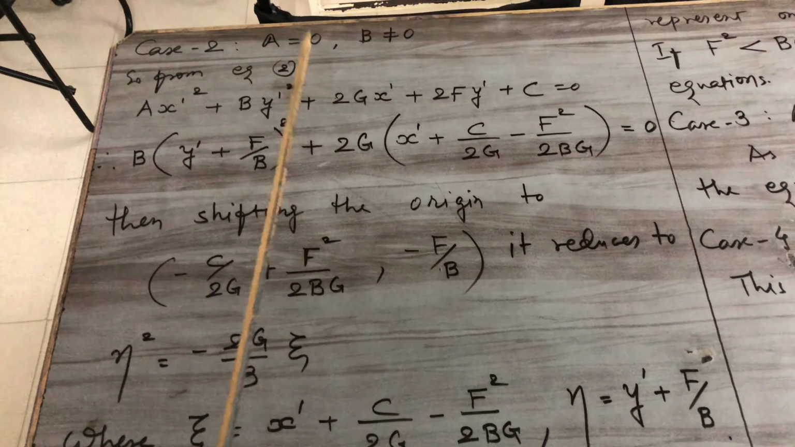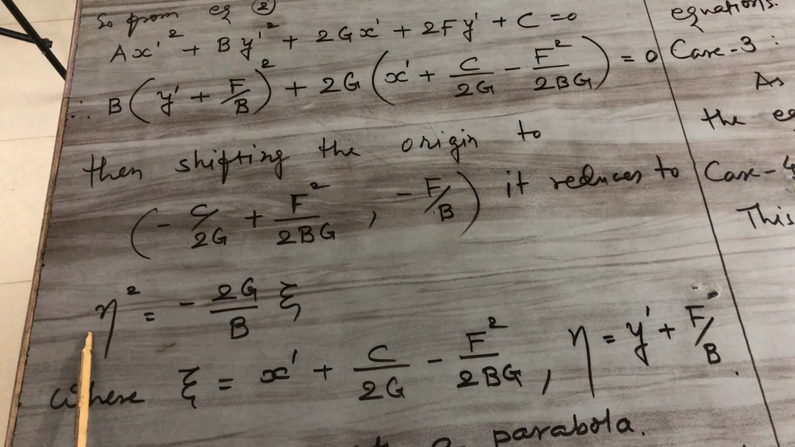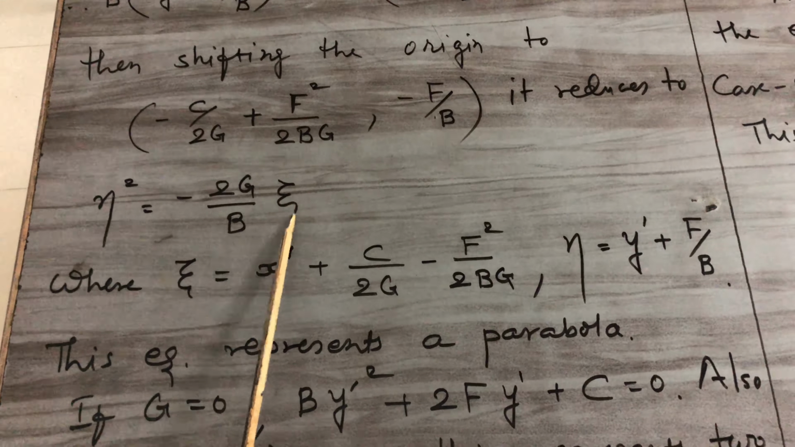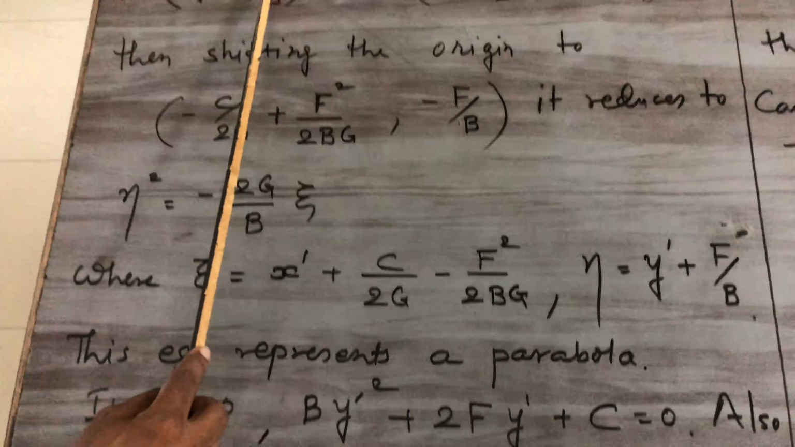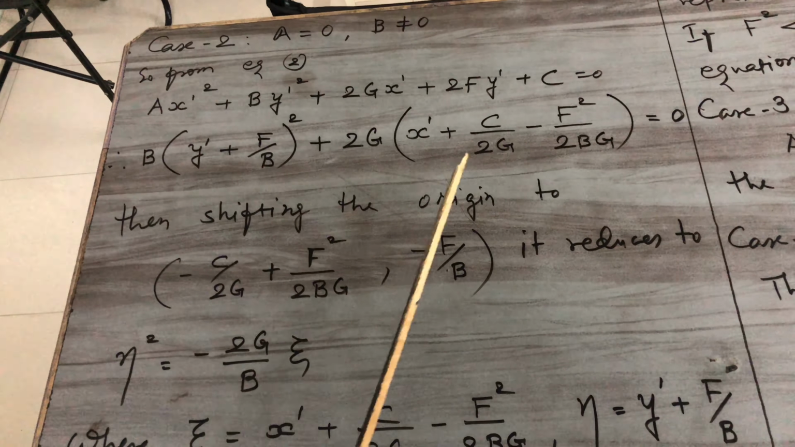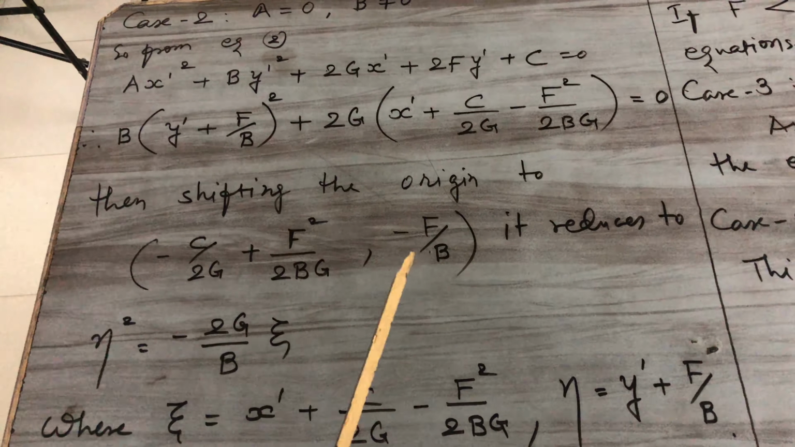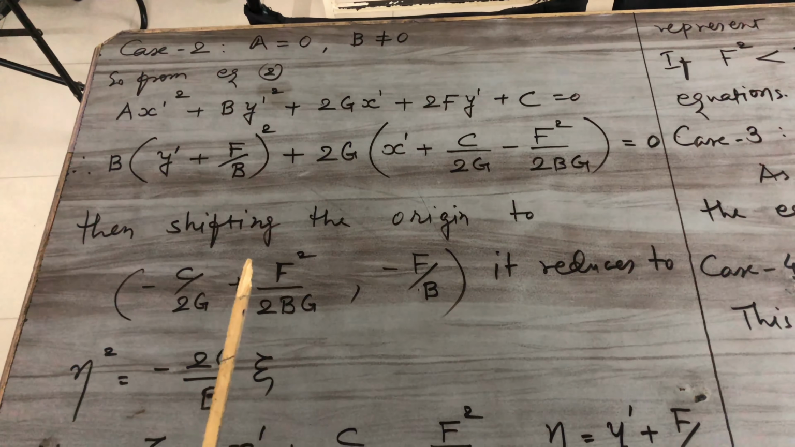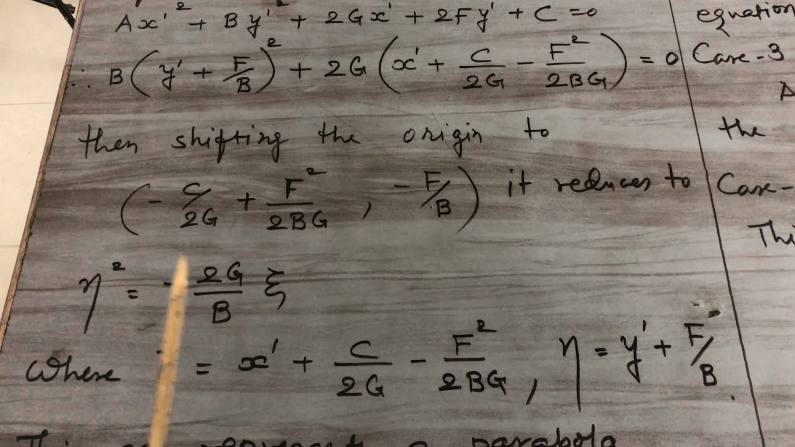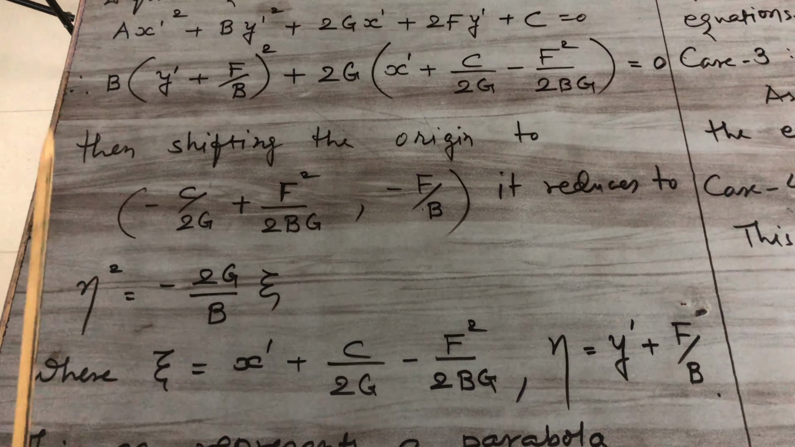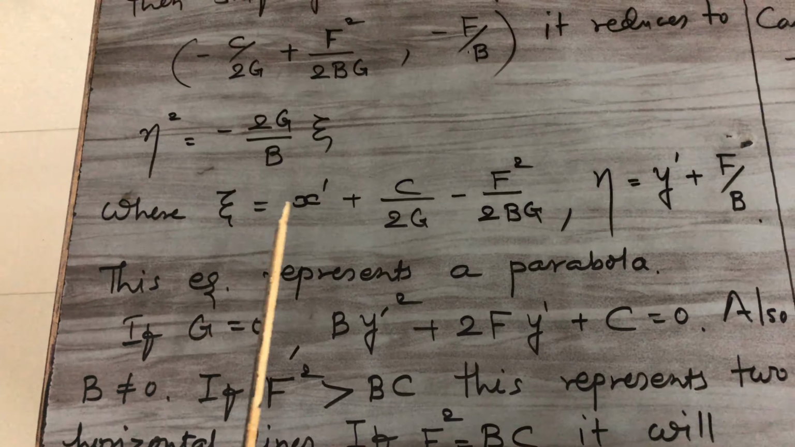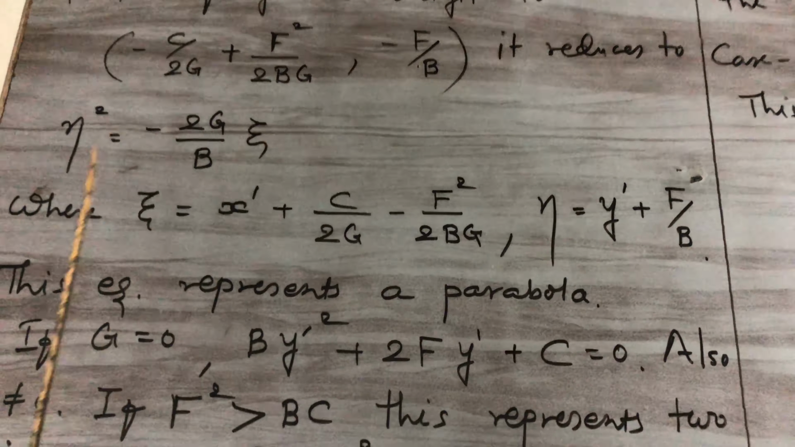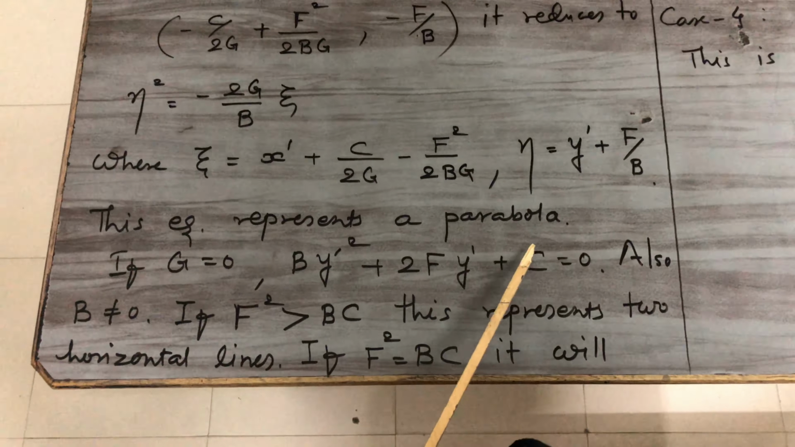it reduces to this one, η² = −(2g/b)ε. Because this one becomes the new y, say y'', and this one becomes the new x, say x''. Here this one is represented as ε and this one as η, where ε is x' + c/2g − f²/2bg and η is y' + f/b. This equation represents a parabola.